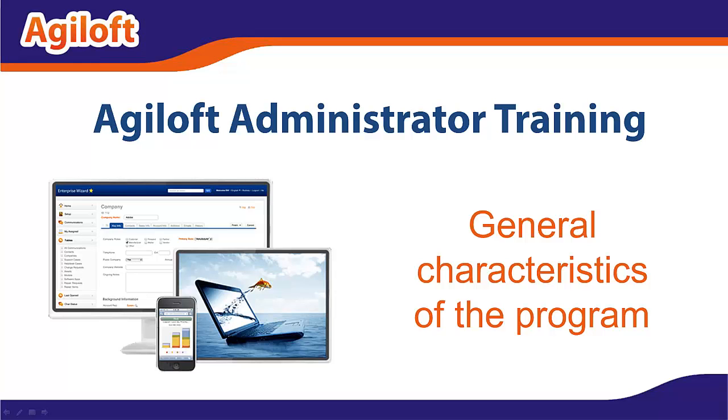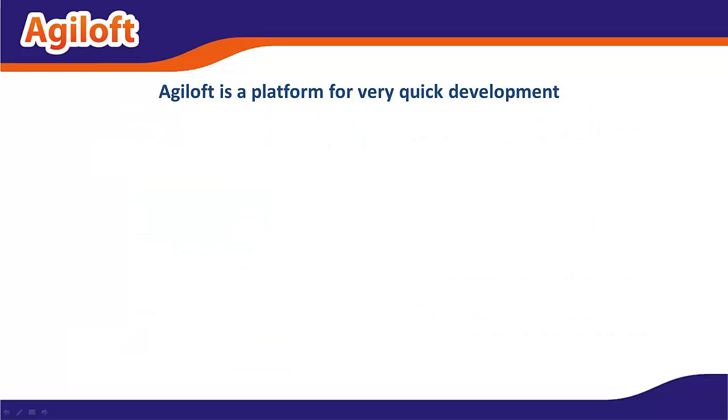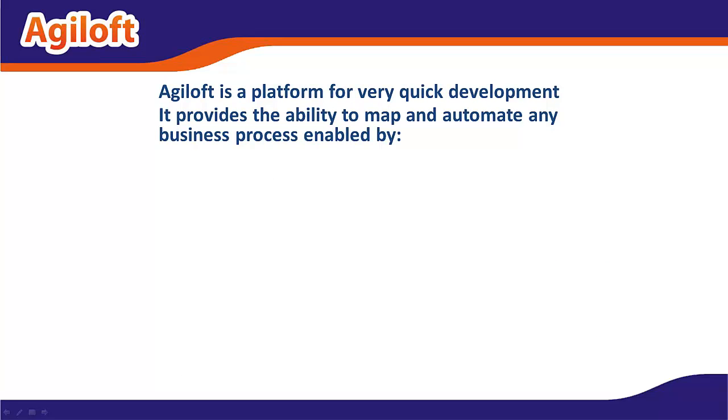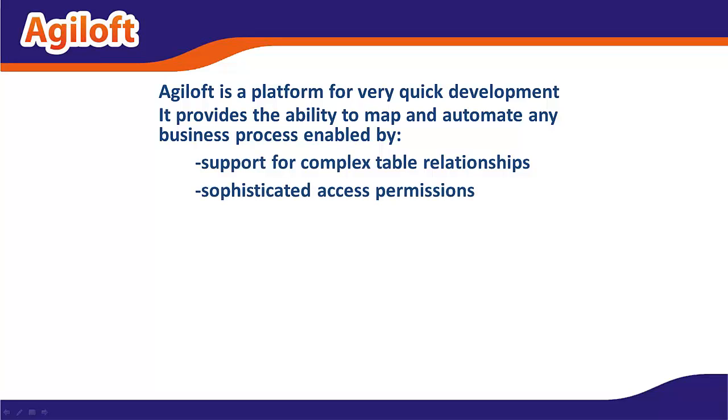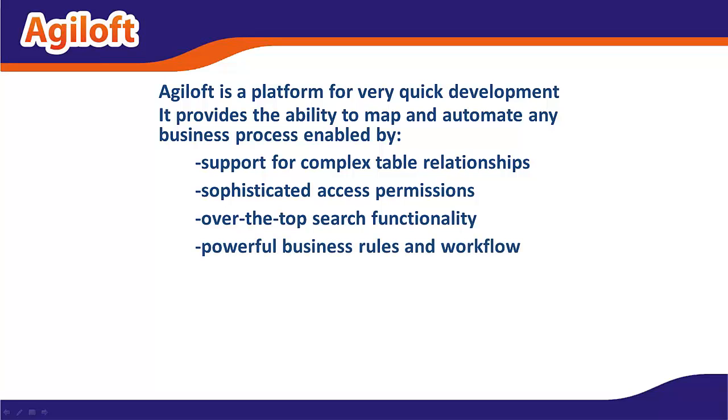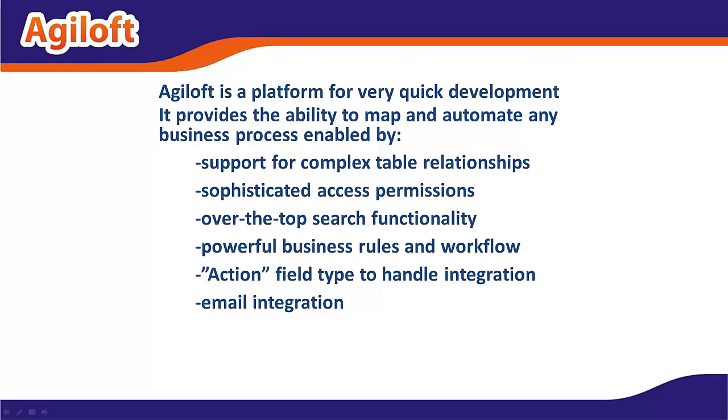Let's start with an overview of the general characteristics of the program. Agiloft is a platform for very quick development. It provides the ability to map and automate any business process. This ability is enabled by support for complex table relationships and data structures, sophisticated access permissions, over-the-top search functionality that allows you to find records that meet any criteria so that you can automate actions upon them, a powerful business rules and workflow engine, an action field type that handles integration with other systems, and built-in email integration.